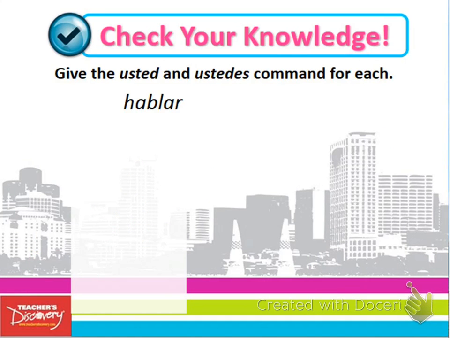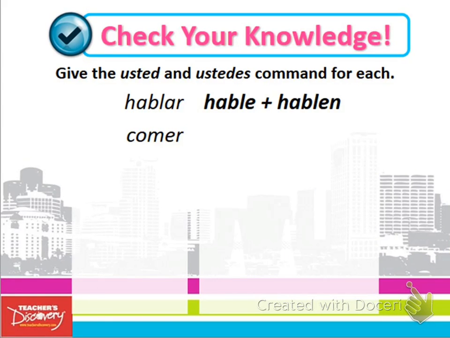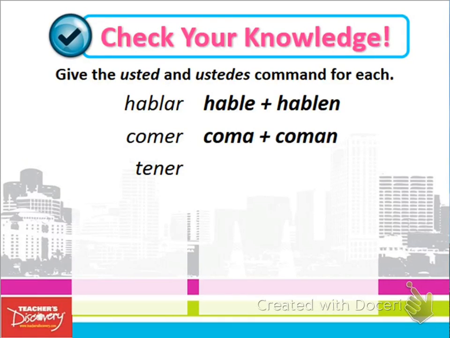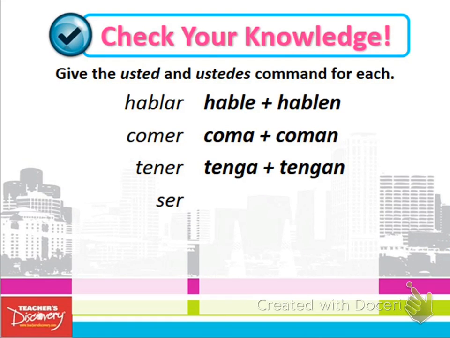Hablar, give me the singular and plural command. Hable and hablen, good. Comer, coma and coman, good. Tener, good, because it has a G change on it. Tenga and tengan. Ser is irregular, so it doesn't go to the yo form in the present tense. You just have to remember to tell one person to be something to do with characteristic, occupation, origin, etc.